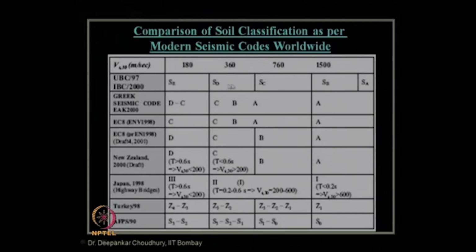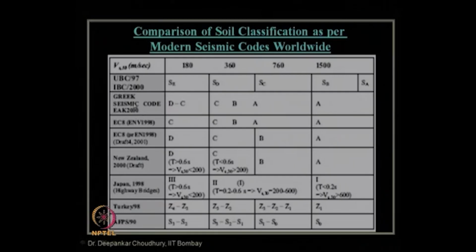They also classified the soil site with respect to the Vs value. So, Vs is the most important parameter. Even the Greek seismic code also classifies it with respect to the Vs value. EC8 I have already discussed.